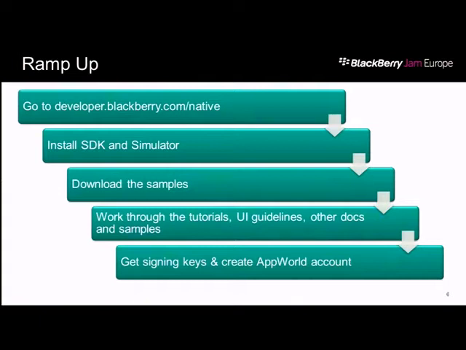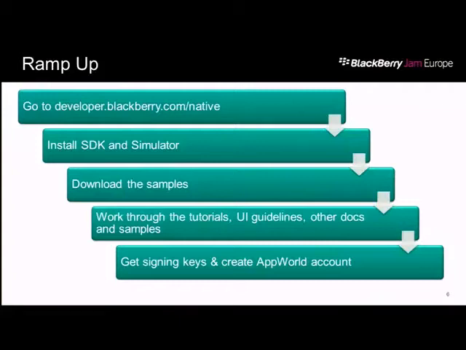Look at those samples, work through the tutorials, and read the UI guidelines, because that's quite cool as well. It will make you think about the controls available to you on BlackBerry 10, and how you can create your BlackBerry 10 application from your iOS reference. Of course, you need to get signing keys as well. That should be one of the first things you do, because before you can put your app on a device, you need a debug token, and you need signing keys to get one.